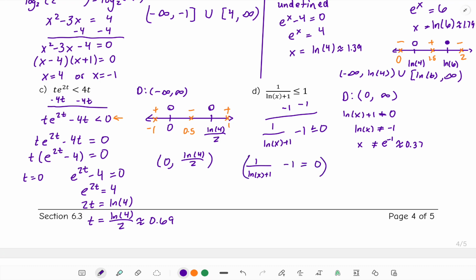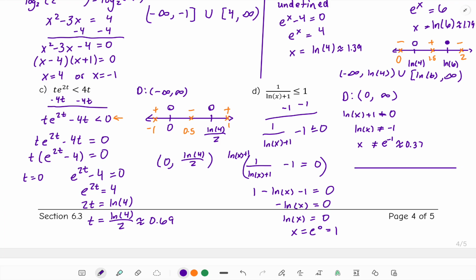Multiplying everything by, because now it's an equation, I can multiply everything by the ln of x plus 1. So we get 1 minus ln of x minus 1 equals 0. The 1's cancel out. So we get negative ln of x equals 0. Divide by -1. And then e it up on both sides. Well, e to the 0 is 1.